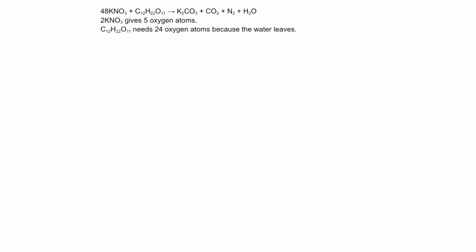So basically what we do is we have 2 on the potassium nitrate and 1 on the sucrose, but then we multiply the potassium nitrate by 24 and the sucrose by 5. So we know that we need 55 water, and since there's 48 potassium nitrate, we need 24 N2, and since there is 48 potassium nitrate, we also need 24 potassium carbonate.